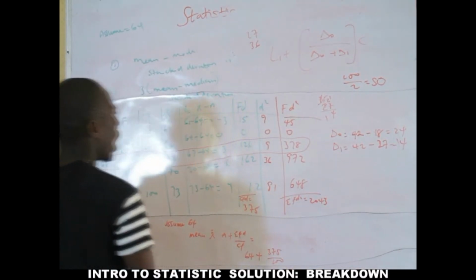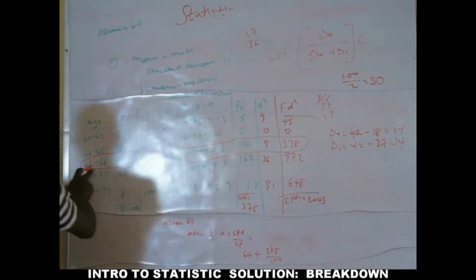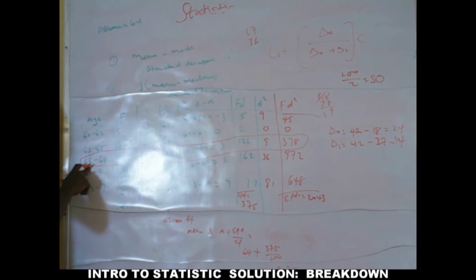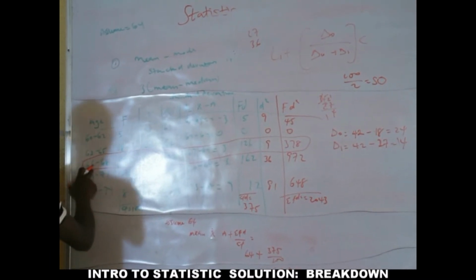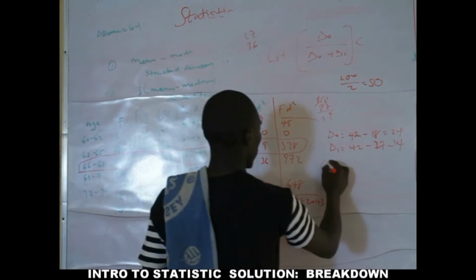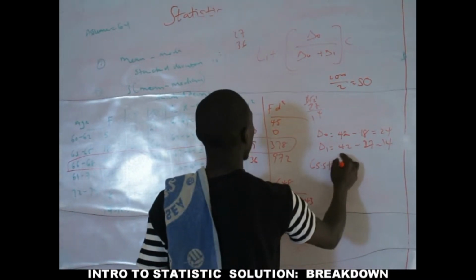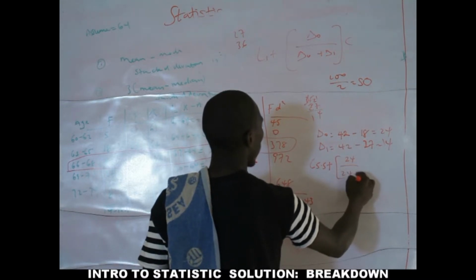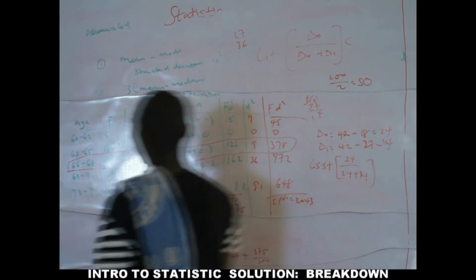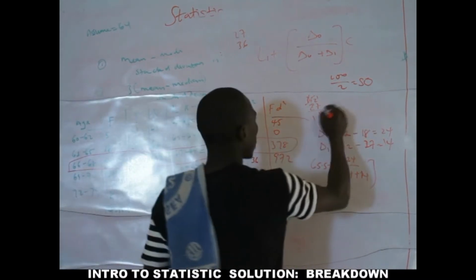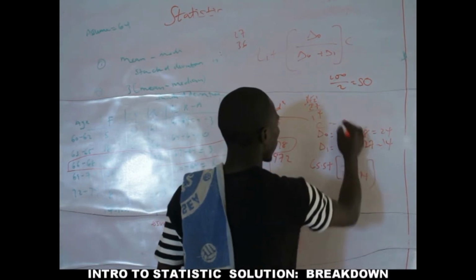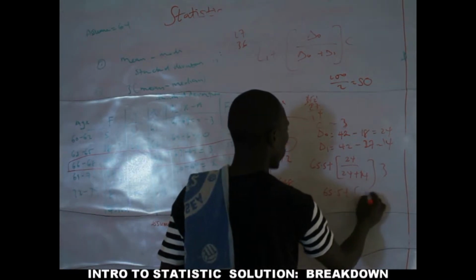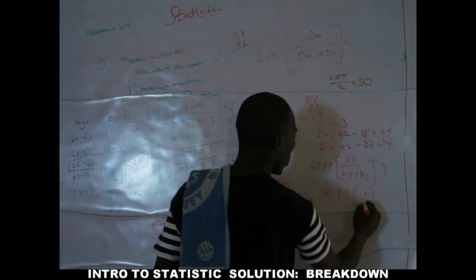So therefore, what is our lower class boundary? I said earlier that we subtract 0.5 from this, so we have 65.5 plus. What is my D0 here now? It is 24 over 24 plus 14. What is my class interval? Look at the class interval. The class interval C is 3. Then we have 65.5 plus 24 over this plus this.